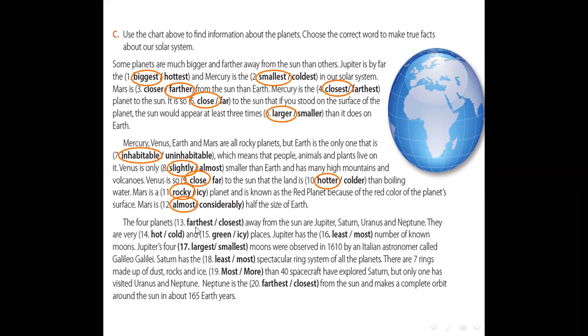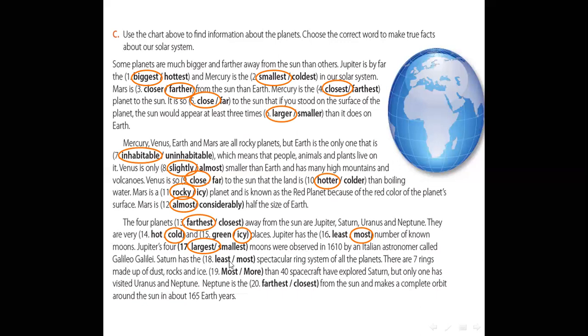The 4 planets farthest away from the sun are Jupiter, Saturn, Uranus, and Neptune. They are very cold, icy places because they are so far from the sun. Jupiter has the most known moons. Jupiter's 4 largest moons were observed in 1610 by an Italian astronomer called Galileo Galilei.